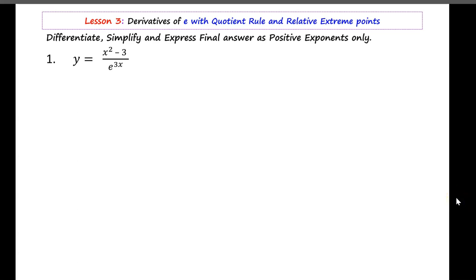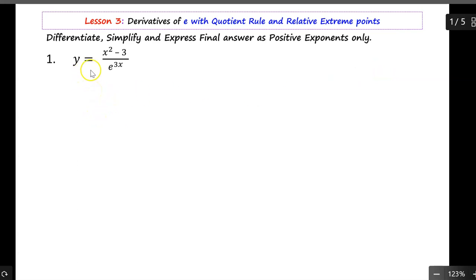Hello everyone. In this lesson, we will work with derivatives of e involving the quotient rule, and we also work with the application of the derivative of transcendental functions. And in this lesson, we will find the relative extreme points of certain functions. So let's start with question number 1.